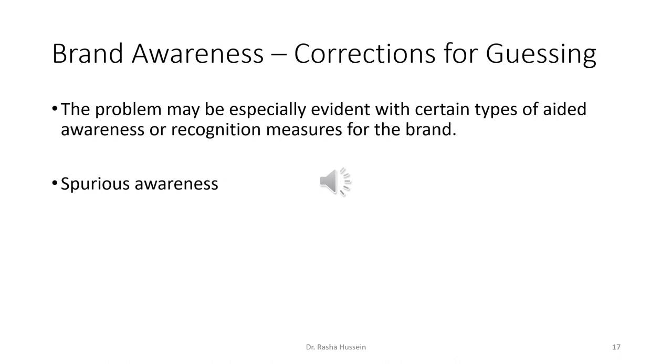Third issue with brand awareness is corrections for guessing. Any research measure must consider the issue of consumers making up responses or guessing. Sometimes consumers, upon asking them, "Do you recall this brand?" would say yes, although they don't recall it, or even sometimes the brand does not even exist. And this is what we call spurious awareness. Spurious awareness means fake awareness or false awareness. Marketeers should be very much sensitive to the possibilities of misleading signals that came out of spurious brand awareness, especially with new brands or even with brands that have a sound name or known.